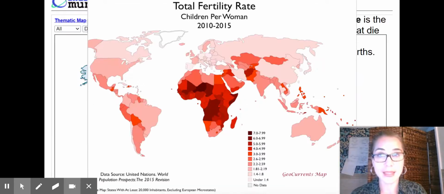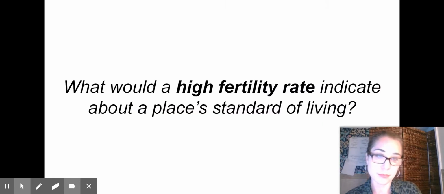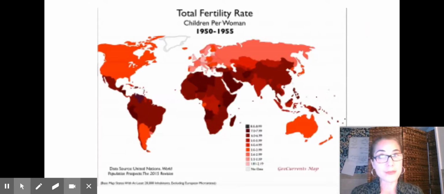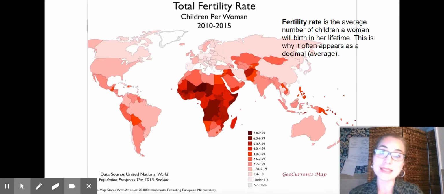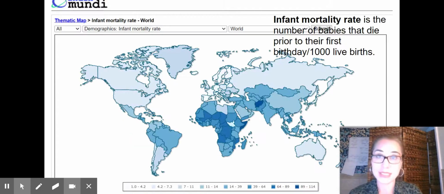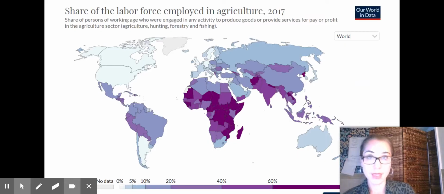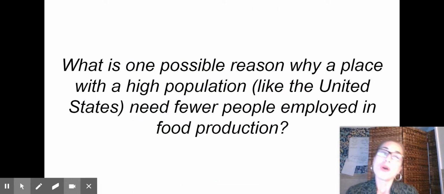When we look back at this map from the 1950s, you can see that fertility rate was higher prior to the development of advanced agricultural technology. And that's worldwide. So as time went on and we developed more agricultural technology, we did not need to have as many children. So that's something to pay attention to. Okay, so let's get back to where we were. What is one possible reason why a place with a high population, like the United States, needs fewer people employed in food production?